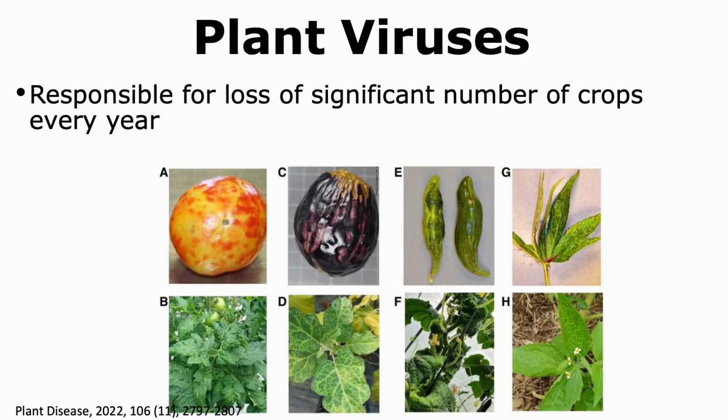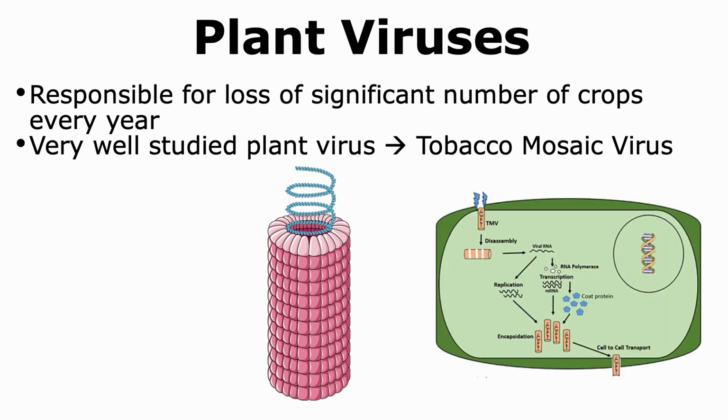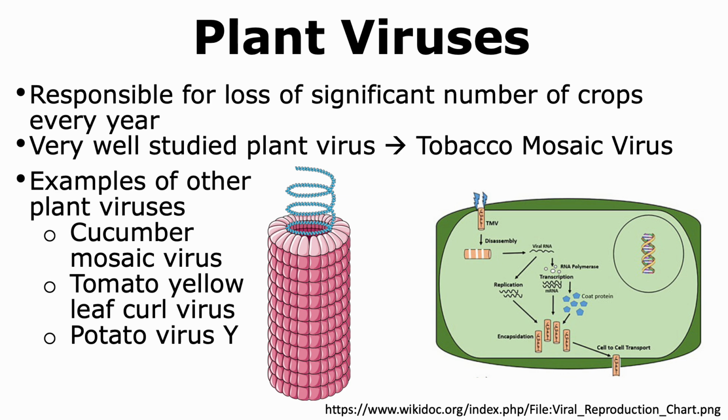Viruses that infect plants are responsible for the loss of a significant number of crops every year. There are many different plant viruses that can infect a wide variety of plants. One of the most well-studied plant viruses is the tobacco mosaic virus. This is the same virus that Martinus Beijerinck studied. The tobacco mosaic virus is known to infect not only tobacco plants, but also other types of plants like orchids and tomatoes. Examples of other types of plant viruses include the cucumber mosaic virus, the tomato yellow leaf curl virus, or the potato virus Y.